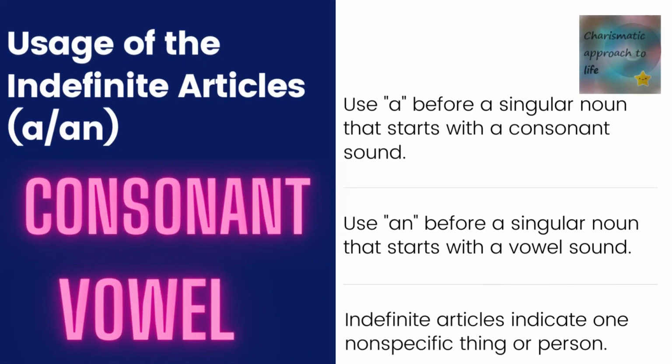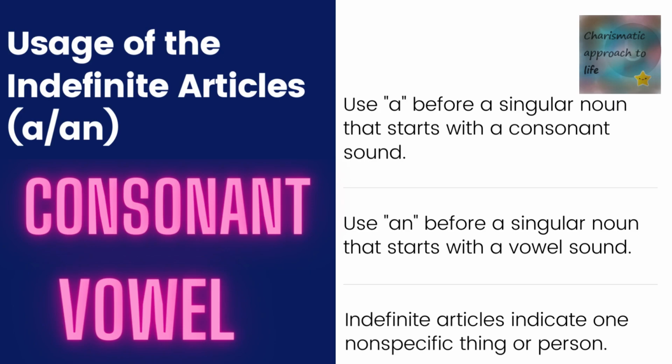Let us see the usage of indefinite articles along with the consonants. Use a before a singular noun that starts with a consonant sound. Use an before a singular noun that starts with a vowel sound. Now, consonant sound and vowel sound are put in front here. Indefinite articles indicate one non-specific thing or person.